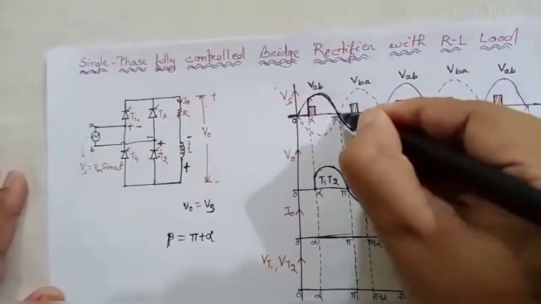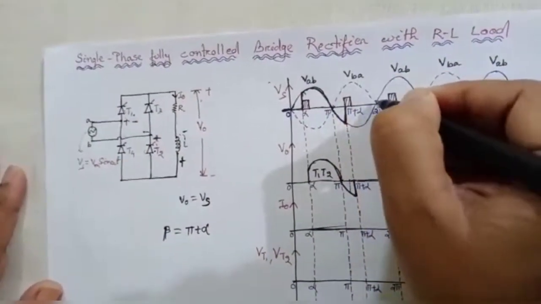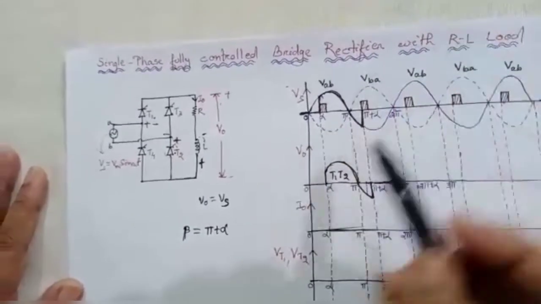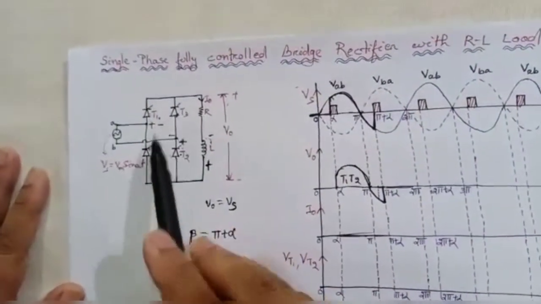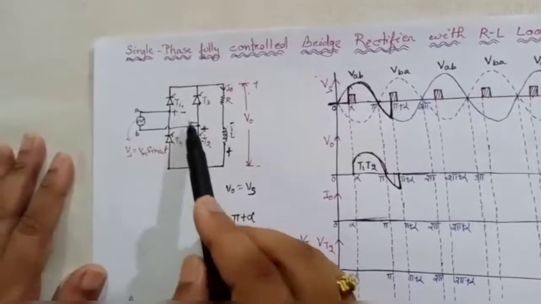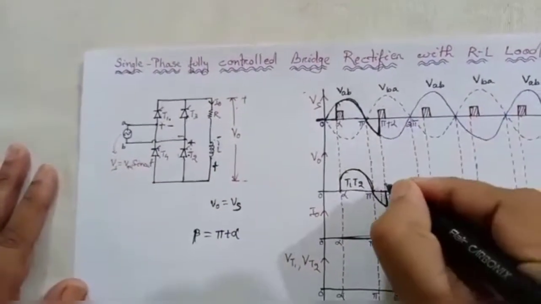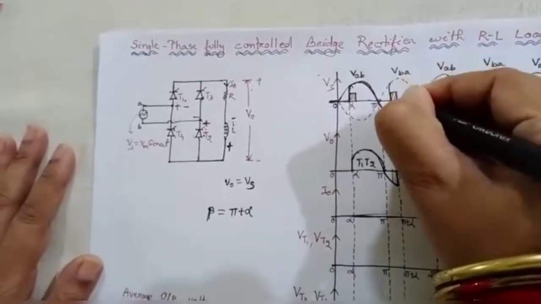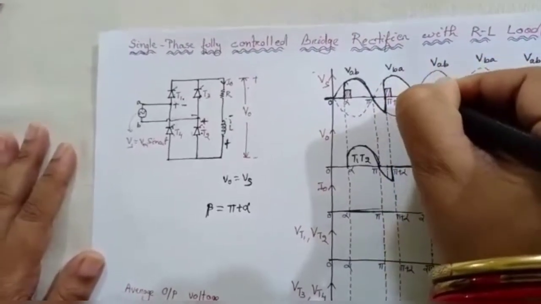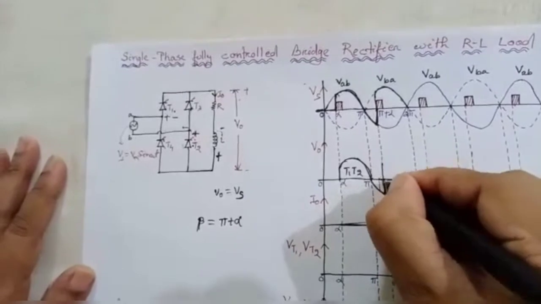Again at pi, VBA is positive. When VBA is positive, T3 and T4 are in forward bias condition, and T1 and T2 are in reverse bias condition. So at pi plus alpha we turn on T3 and T4. That's why this much of the supply voltage will appear across the load. This one.